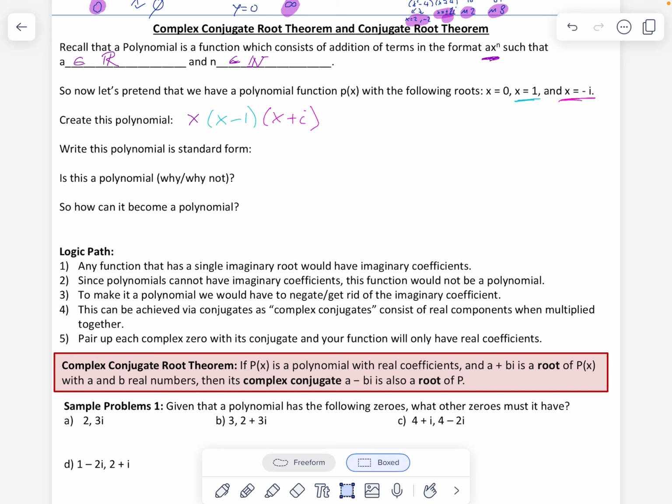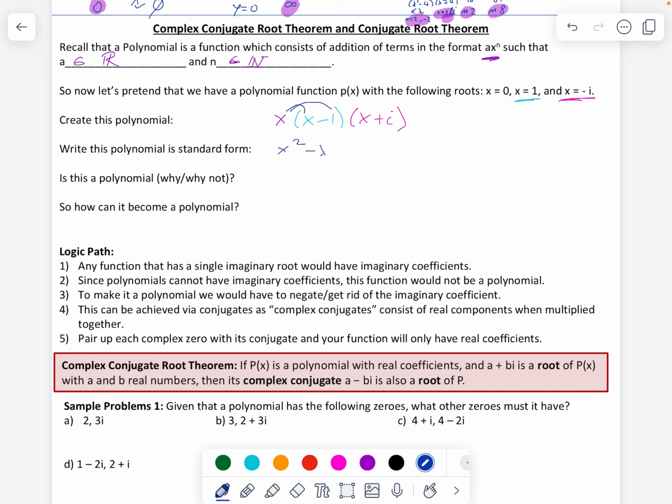To write this polynomial in standard form, I will need to distribute these a little bit. So I'm going to distribute this. Standard form means no multiplication there. So x squared minus x times x plus i. And then that will equal x to the third minus x squared, and then it's going to be plus x squared i, and then minus xi.